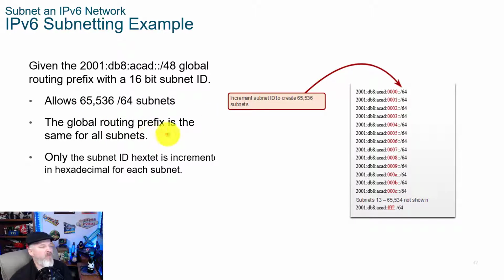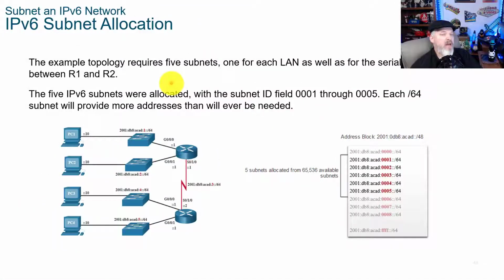So the global routing prefix is the same for all subnets. So we get the same global routing prefix, 2001:DB8:ACAD, and then we just take our subnet ID and we just increment it by one, all the way up to 65,536. Subnet allocation: the example topology below requires 5 subnets.